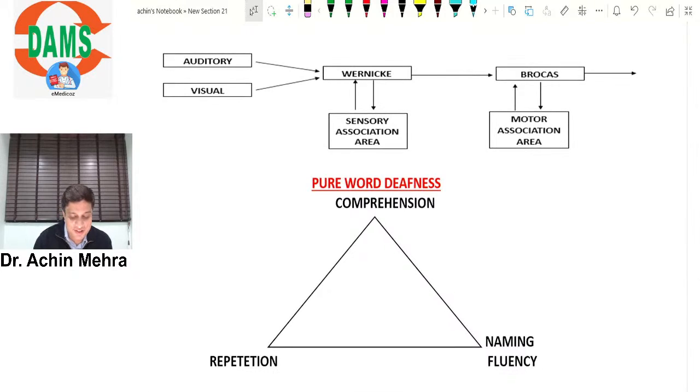Now we have an aphasia that's known as pure word deafness, PWD. In pure word deafness, the damage lies between the auditory and the Wernicke's area. Right? So in my patient, their comprehension is lost. Repetition is lost because it requires an auditory input. While naming, you don't require an auditory input. You just require a kind of a visual input. So naming and fluency is intact.